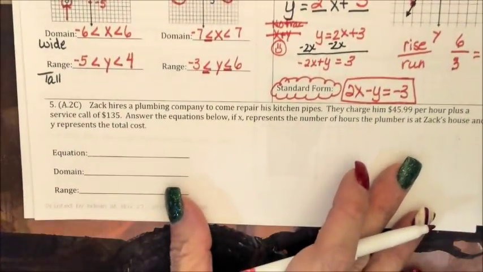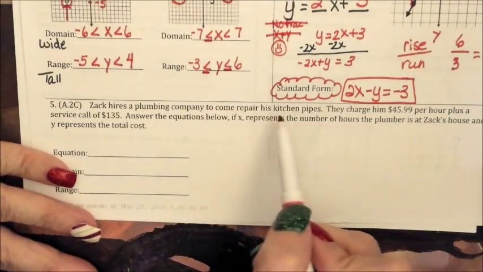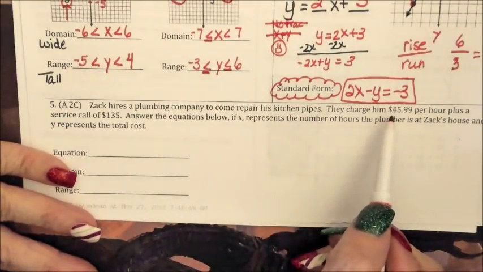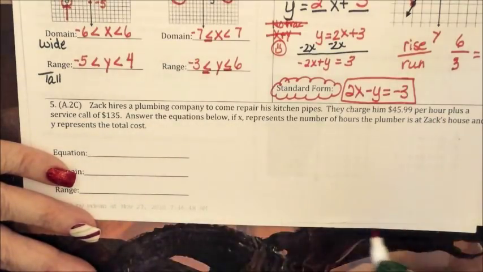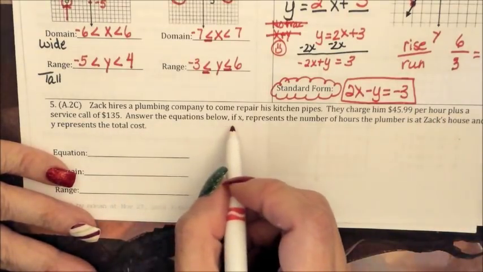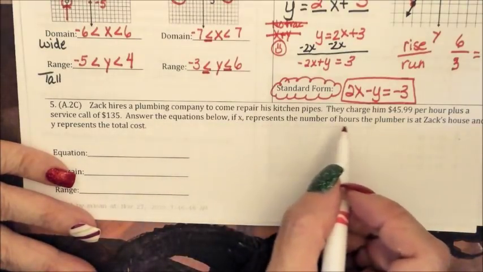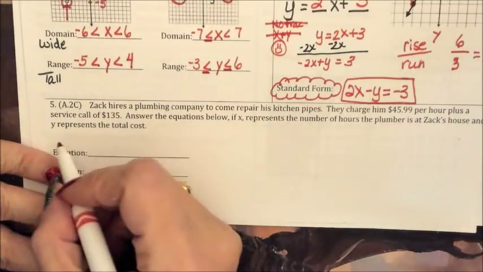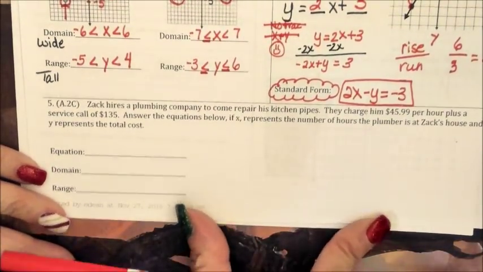All right, Zach hires a plumbing company to come repair his kitchen pipes. They charge him $45.99 per hour, plus a service call of $135. Answer the questions below if x represents the number of hours plumbing in Zach's house and y represents total cost. Okay, equation, domain, and range. All right, we can do that.